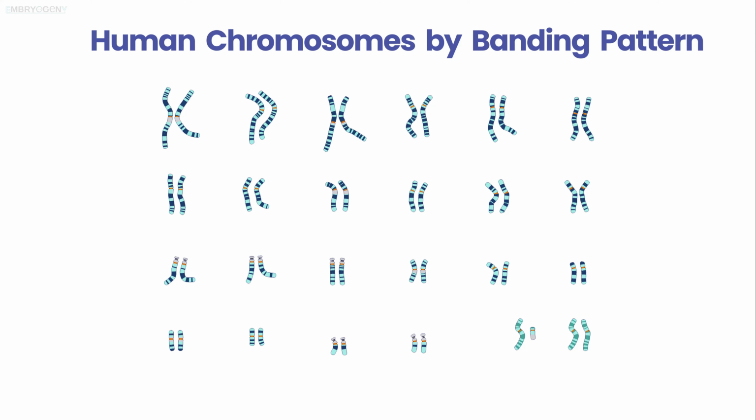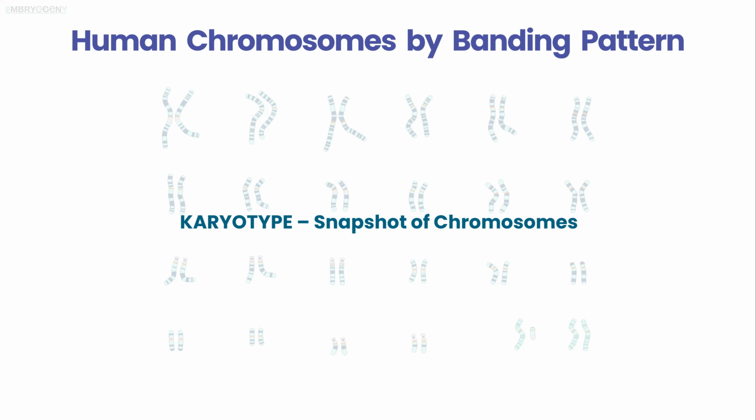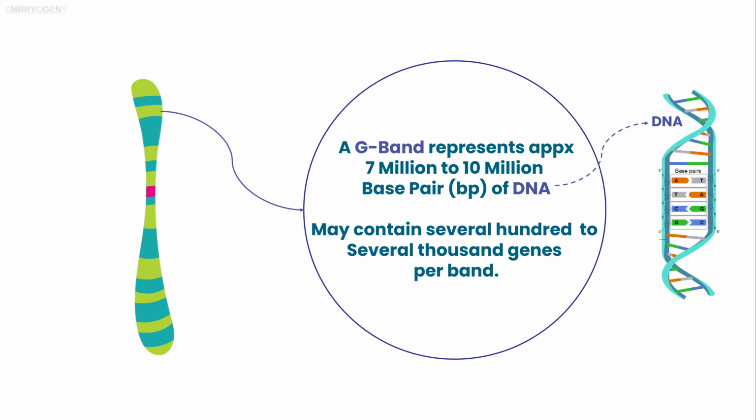Remember that euchromatin stains light while heterochromatin stains dark. So karyotype is nothing but a snapshot of human chromosomes. One important piece of information that one should note at this point is that each band, which is represented as a light and a dark band on a karyotype, represents approximately 7 million to 10 million base pairs of DNA, and it may contain several hundred to several thousands of genes per band.